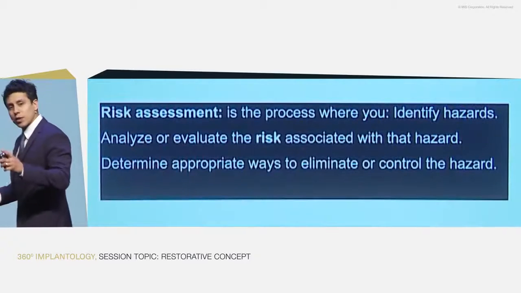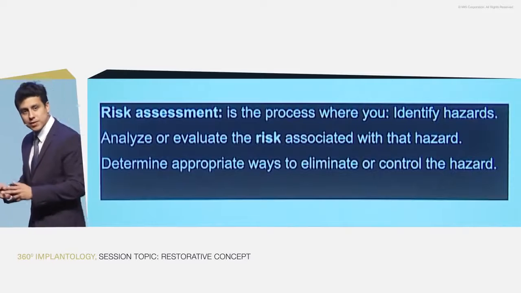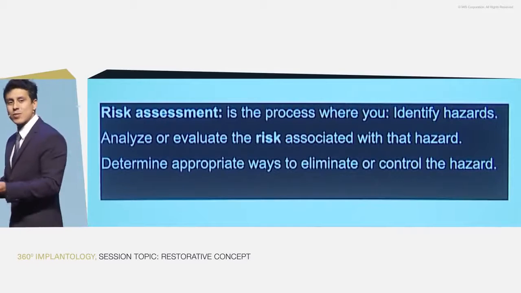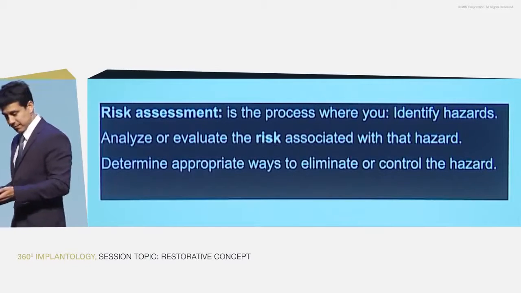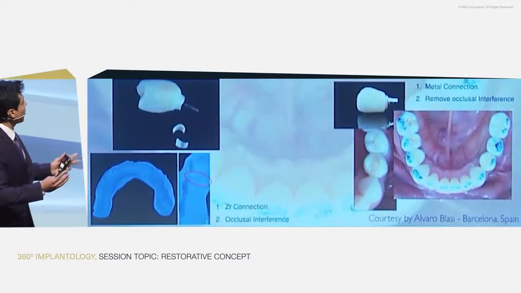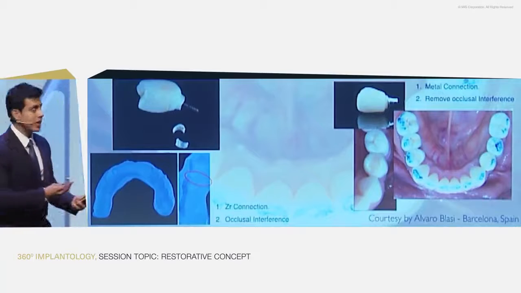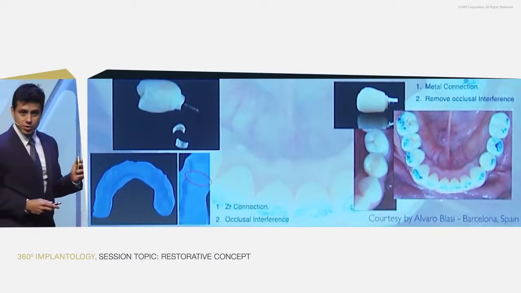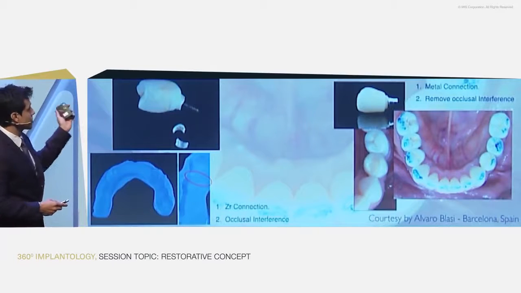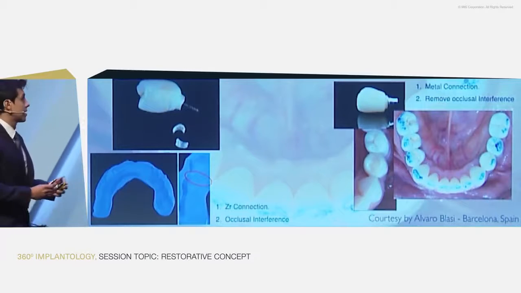So we know that when we work with restorations on top of the implants, we have a high risk assessment to have failure. So how can we improve this? We can place a metal link or a T-base between our zirconia restorations. And this was the approach that Alvaro used in that case, and he told me that now he has better outcomes.